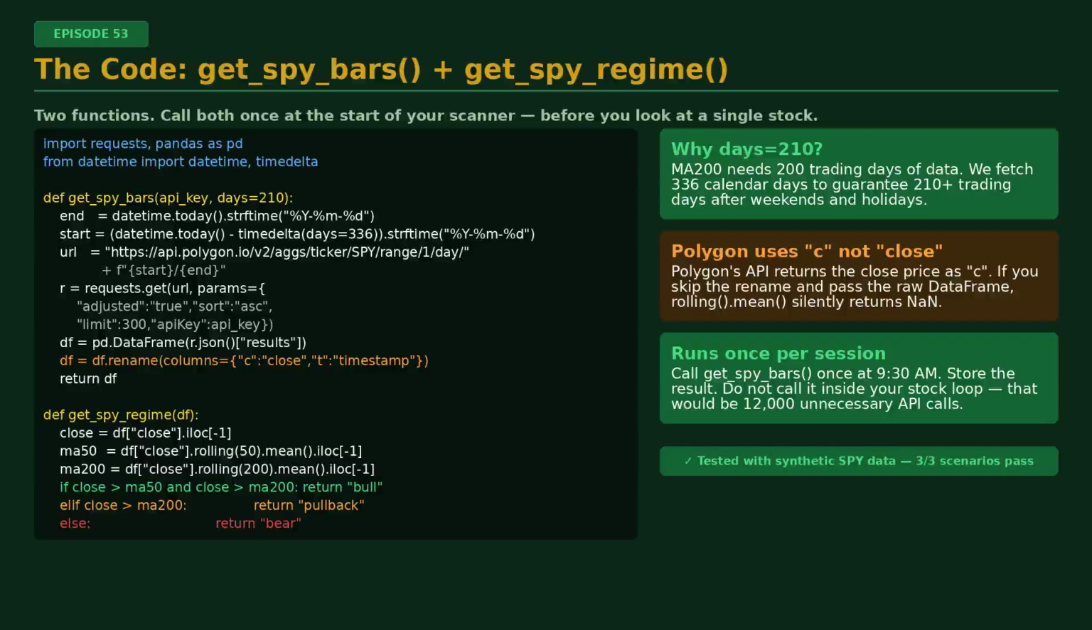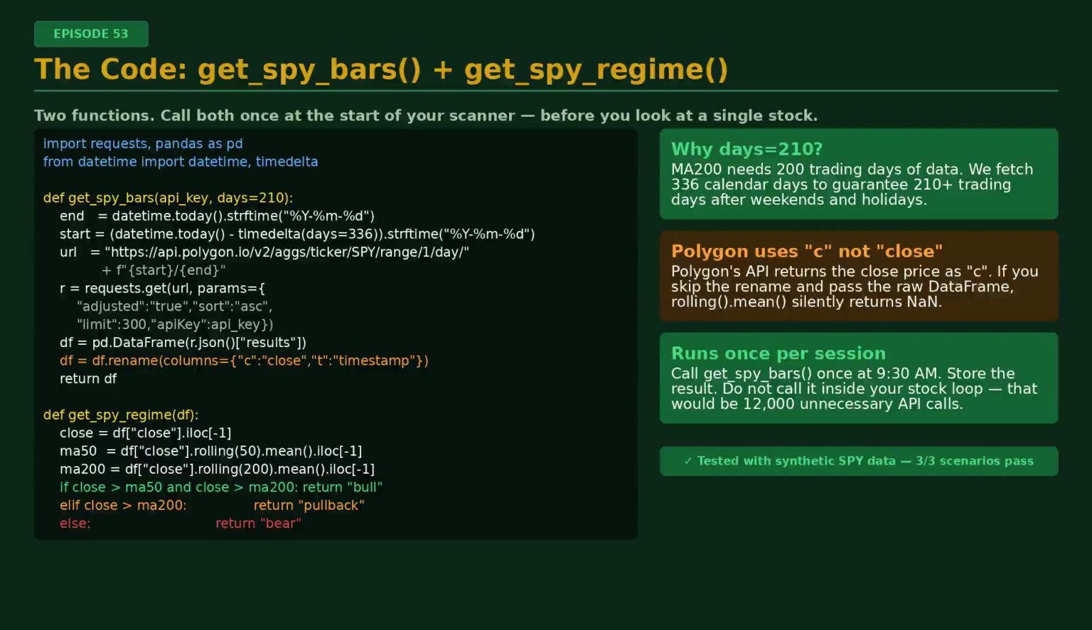Once you have the bars, get SPY regime is straightforward. You pull the last close price. You compute the 50-day rolling mean and the 200-day rolling mean. If close is above both, return bull. If it is above the 200 but below the 50, return pullback. If it is below both, return bear.